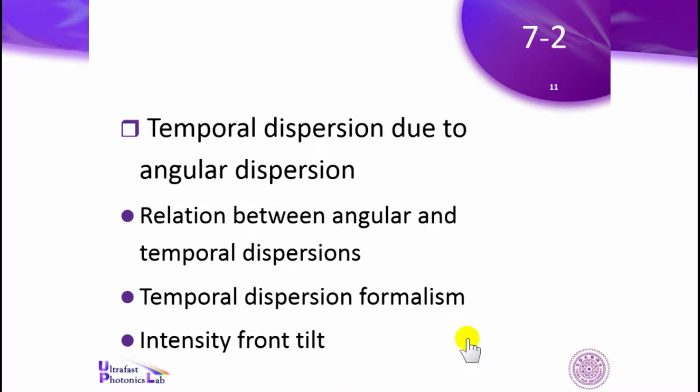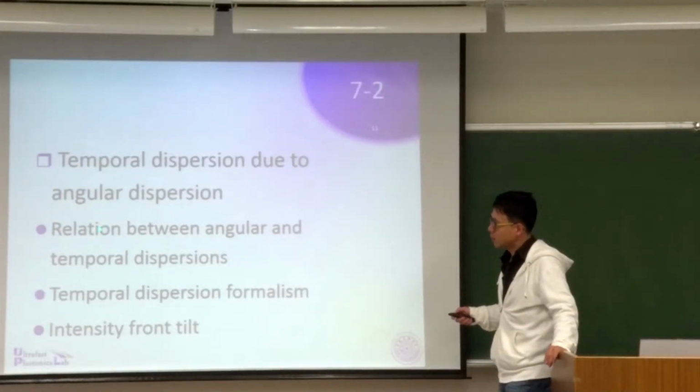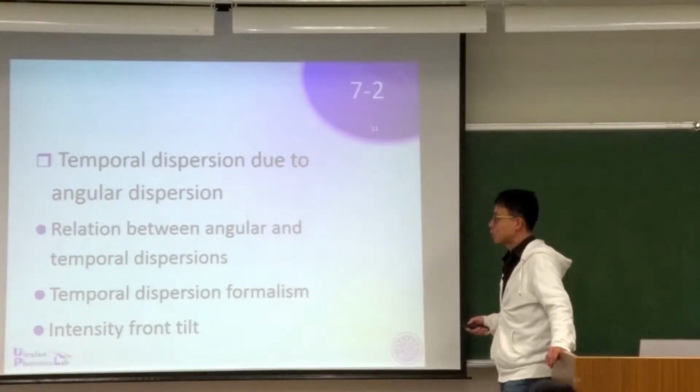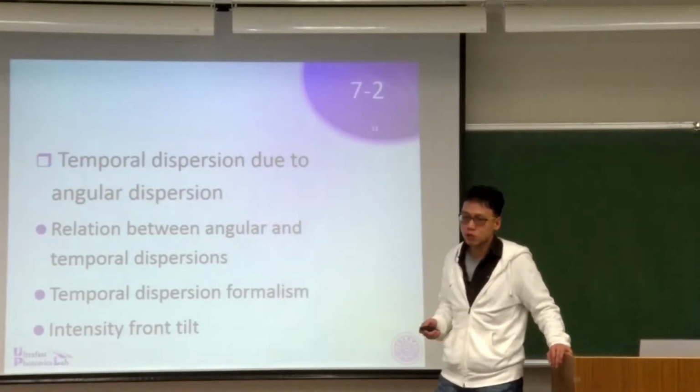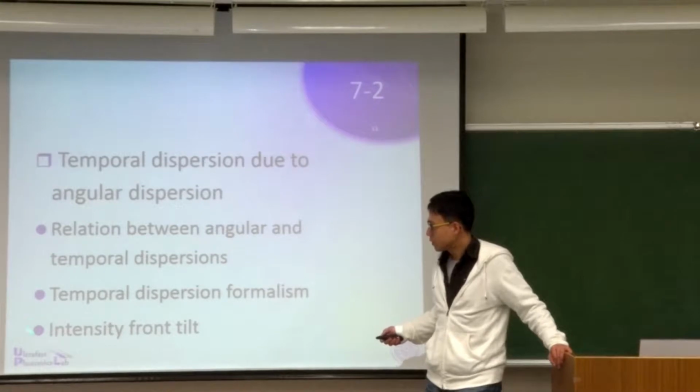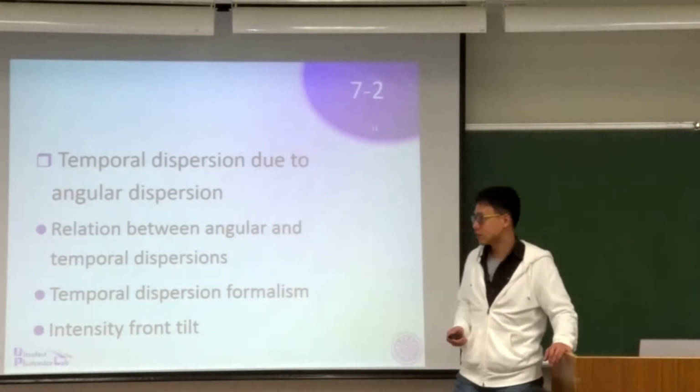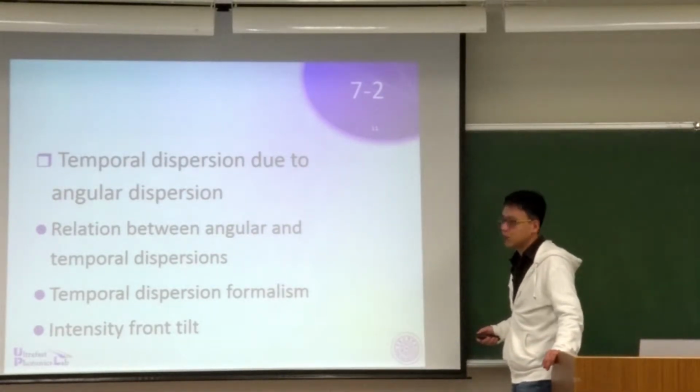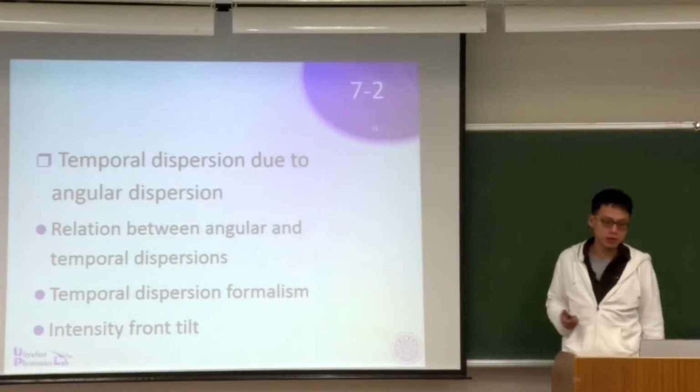Okay, in this section, we will introduce a new concept, the angular dispersion. And actually, it's related to the temporal posture of our interest. So let's start with the relation between angular and the temporal dispersions and derive some critical temporal dispersion formulas. Then a very interesting phenomenon, intensity from tilt, whenever there is angular dispersion.